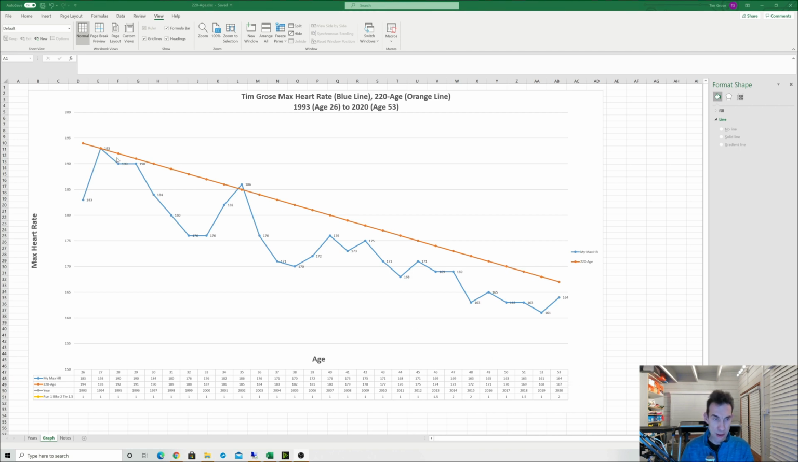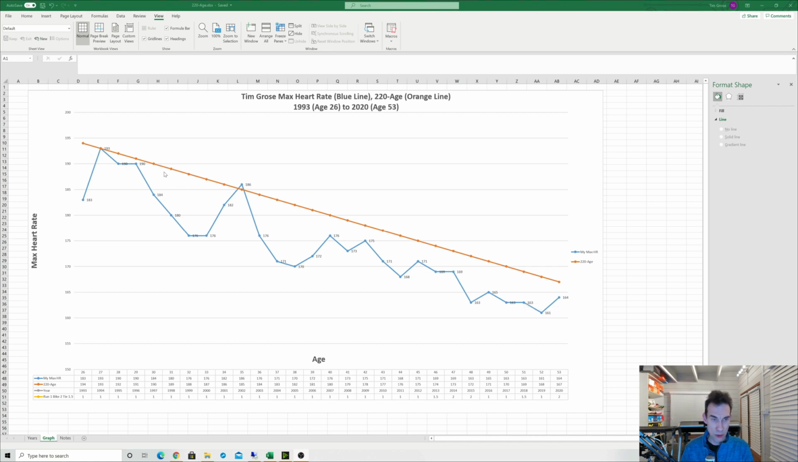So the blue line here is my actual observed max heart rates in various activities, mainly running, but there are a few in more recent years that are cycling, which I'll show in a minute. And this orange line here is what 220 minus age will actually be. And you can see that my graph follows quite a similar pattern. One of the things definitely interesting to note is that as I've got older, my max heart rate has gone down generally.